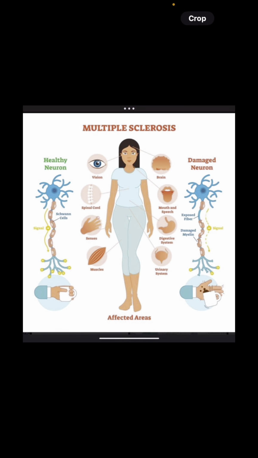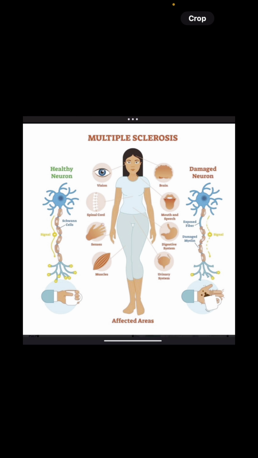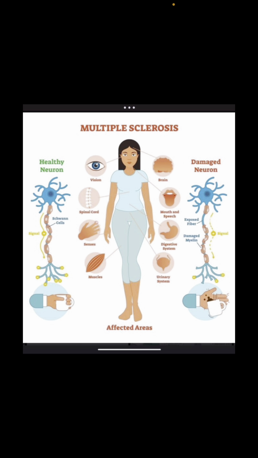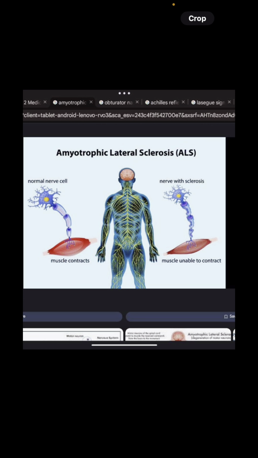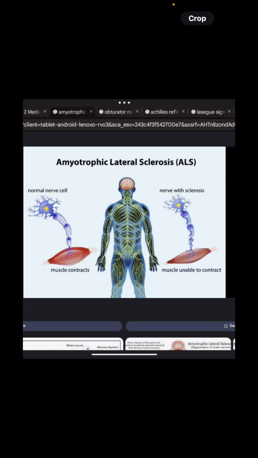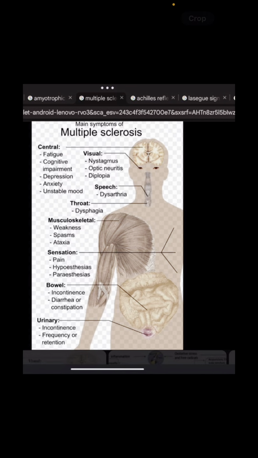As you can see, the problem with the vision. This is the photo showing the symptoms: vision, spinal cord, senses, muscle, brain, mouth and speech, digestive system, urinary system. All the systems get affected because it directly damages the CNS and causes problems with the sensory system. In amyotrophic lateral sclerosis, we see the problem with the motor system, only the motor system. So there will be no sensory problem in amyotrophic lateral sclerosis, and the problem in multiple sclerosis will be sensory.